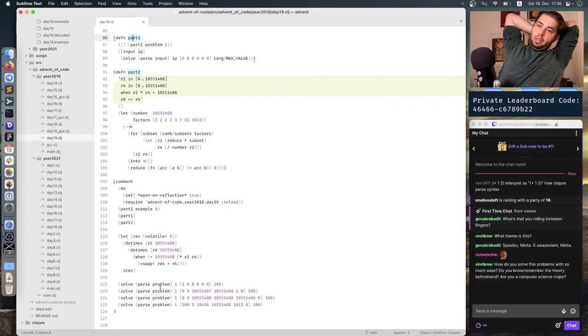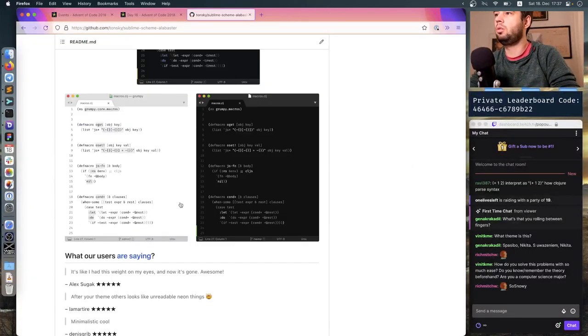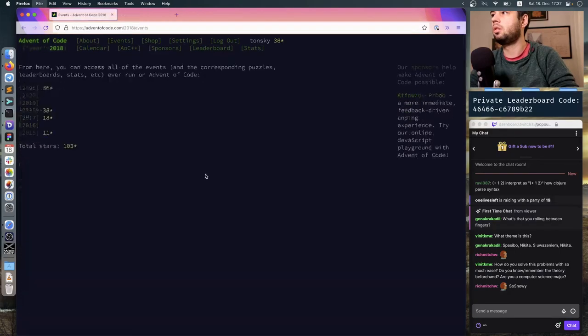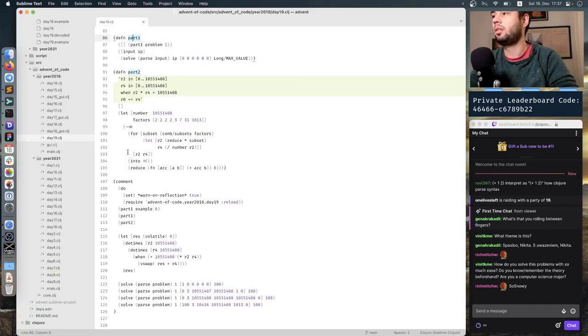So, how do I solve these problems with so much ease? Do I remember the theory beforehand? Am I a computer science major? I just have lots of experience, I think. I did study computer science at university, yes, so I kind of am a computer science major, I guess. I don't repeat any theory, just common sense. For most of this, you don't need much more than common sense, really. And experience, right? If you work with computers for a long time, you just get used to it.